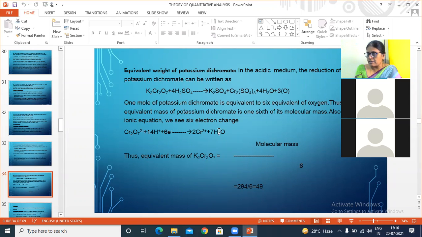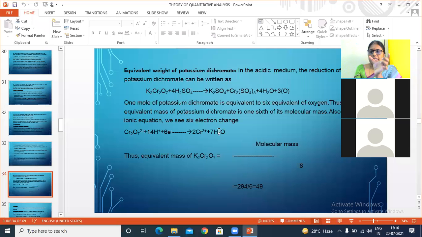Or if it is an oxidizing agent, what is the oxidation state which is going to be decreased in that particular chemical reaction? Or if it is a reducing agent, what is the oxidation state which is going to be increased in the reaction? So if we divide the molecular mass by the difference in the oxidation state, we get the equivalent mass of any particular substance, whether it is a dichromate, permanganate or oxalic acid, whatever it may be.